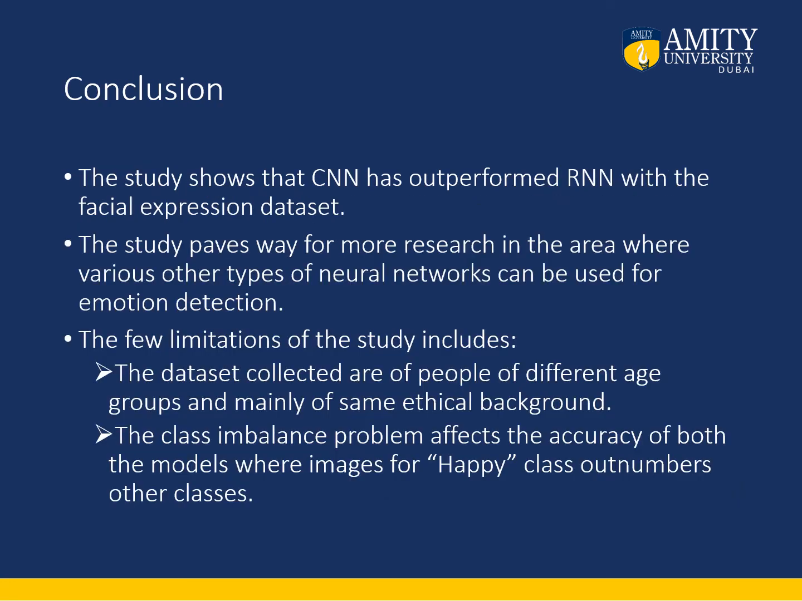Coming to the conclusion, the study shows that CNN has outperformed RNN with the facial expression dataset. The study paves the way for more research in the area, where various other types of neural networks can be used for emotion detection. The few limitations or hindrances that were faced during the study include that the dataset was not of the ideal number and of an ideal classification. Class imbalance problems affect the accuracy of both the models, where images for the happy class outnumbered other classes.